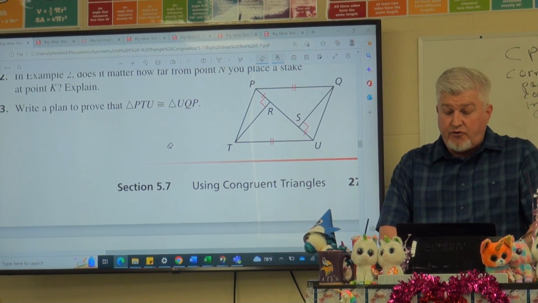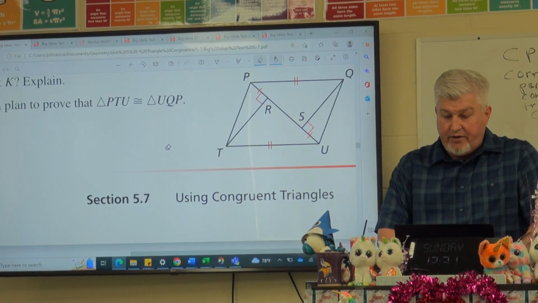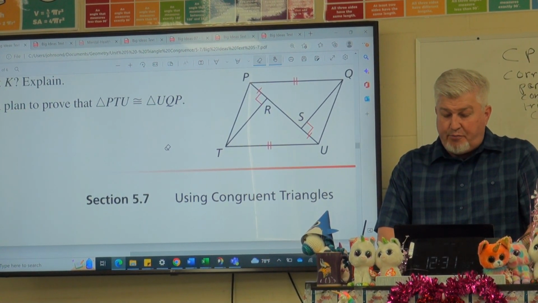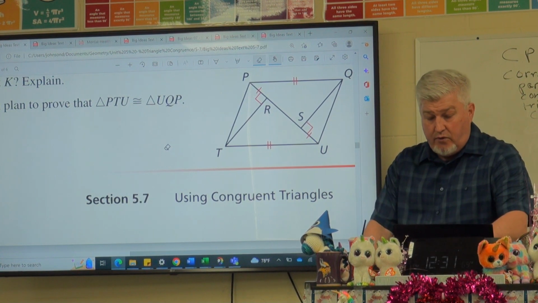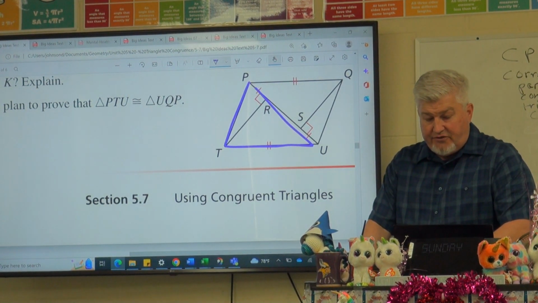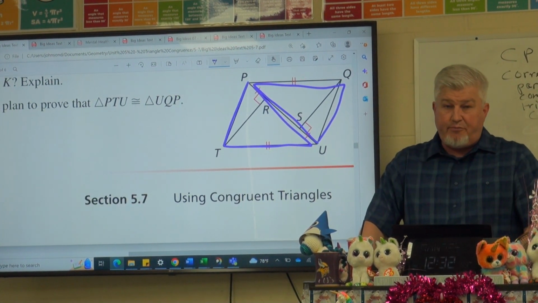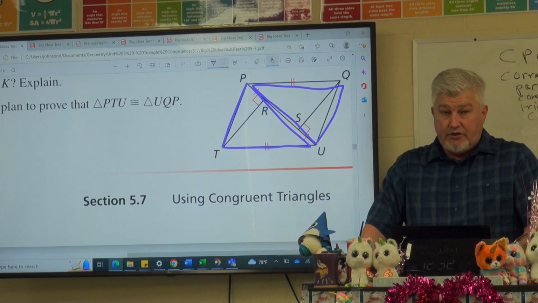What I'd like you to try to do, this is a complicated problem, not going to lie to you. It says write a plan to prove that triangle PTU is congruent to UQP. We want to try to prove those two triangles congruent.